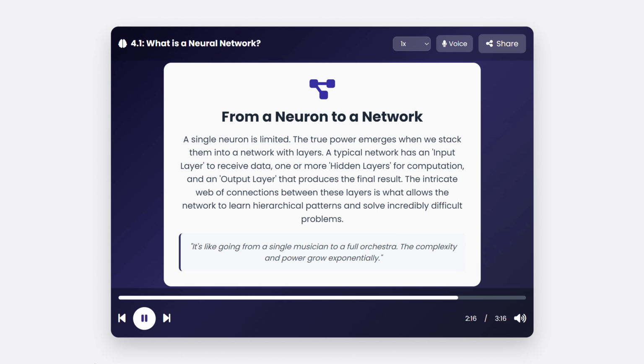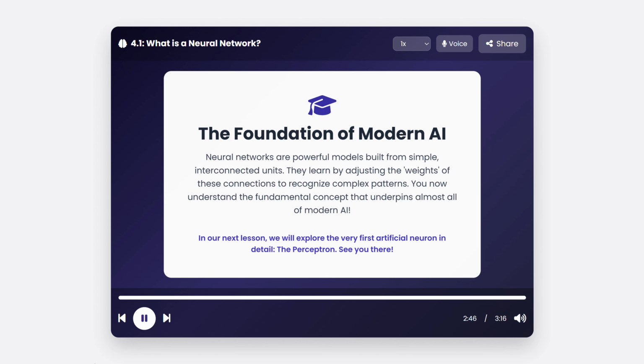Of course, a single artificial neuron on its own is quite limited. The real, world-changing power emerges when we connect and stack them together into a network with multiple layers. A typical neural network has an input layer that receives our raw data, one or more hidden layers where all the complex intermediate computations happen, and finally, an output layer that produces the final prediction. The intricate web of connections between these layers is what allows the network to learn hierarchical patterns and solve incredibly difficult problems. And that is the core idea.